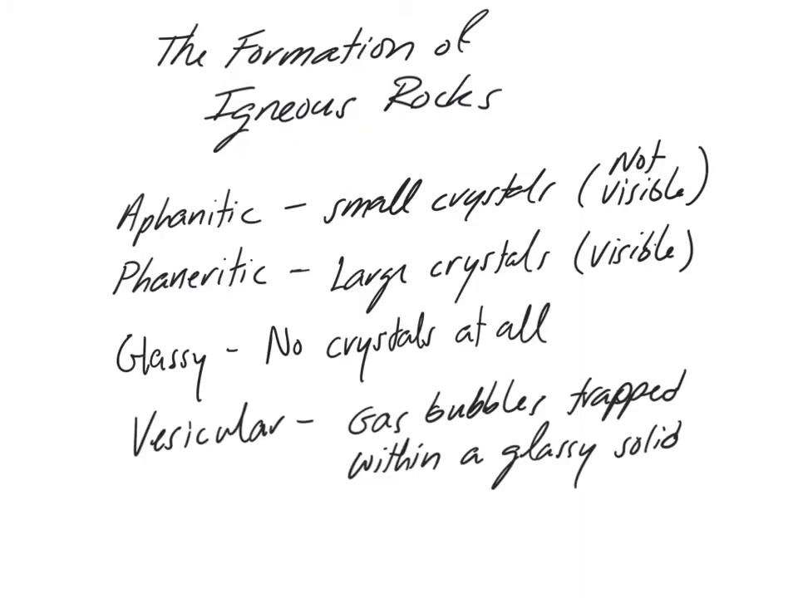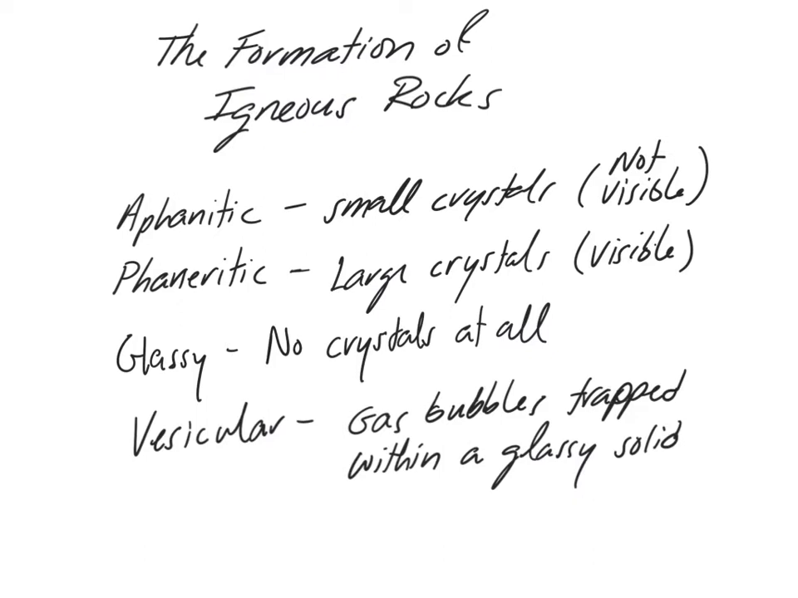We've already said this in class, that when igneous rocks form, they can form by making very small crystals. Those are aphanitic rocks. Rocks where there are large crystals would be called phaneritic rocks. Rocks that have cooled so fast that no crystals have formed at all are called glassy. That would be like an obsidian rock.